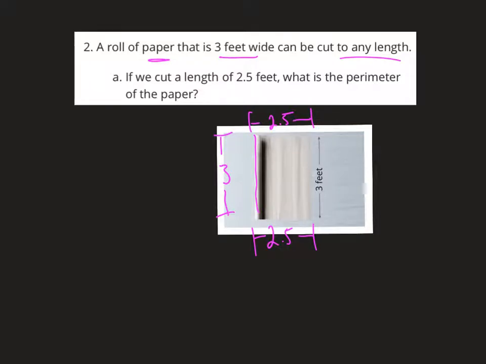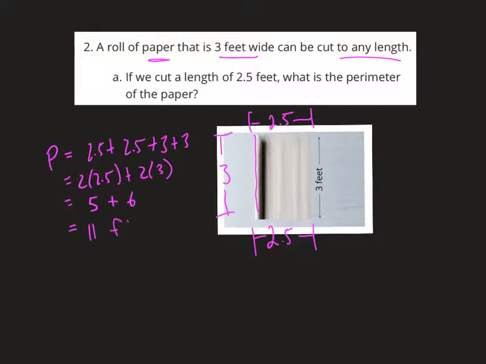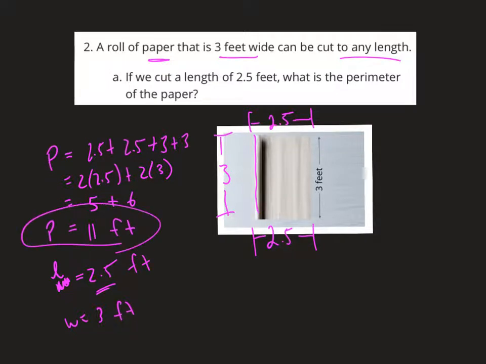What is the perimeter of the paper? Well, the perimeter is the length of all the sides. So that would be 2.5 plus 2.5 plus 3 plus 3. Or 2 2.5s plus 2 3-foot lengths. 2 times 2.5 would be 5, plus 2 times 3 is 6, which gives us 11 feet. So the perimeter would be equal to 11 feet when the width is equal to 2.5. Or I should say they refer to that as length. The width was 3 feet. So when the length is 2.5 feet and the width is 3 feet, we have a perimeter of 11 feet.